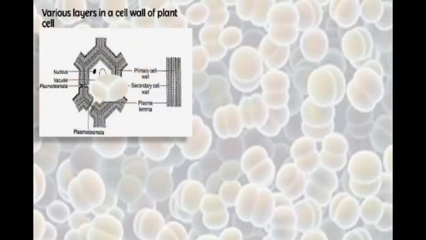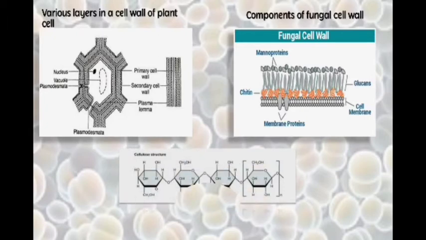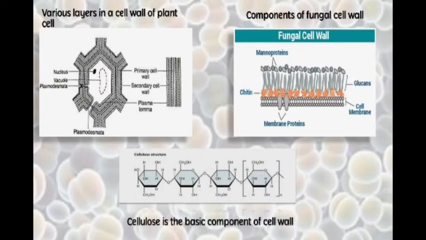The outermost layer, which joins two cells together, is called middle lamella. Here, this is called middle lamella. The layer after the middle lamella is called primary wall, which is made up of cellulose and hemicellulose. This layer is capable of growth, and this innermost layer is called the secondary wall. And this narrow thread-like structure of cytoplasm that passes through the cell walls of adjacent plant cells and allows communication between them is called plasmodesmata.